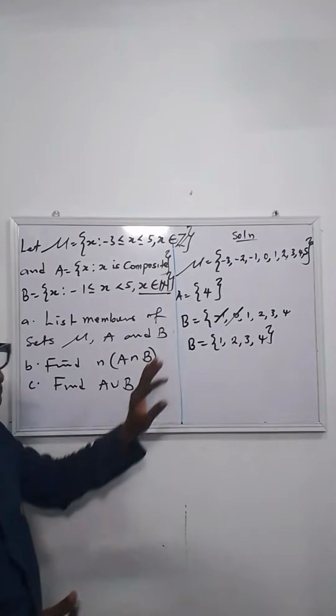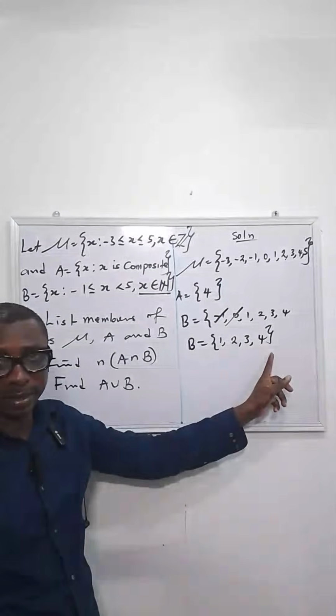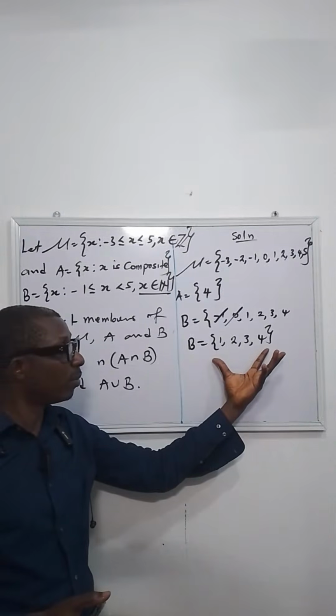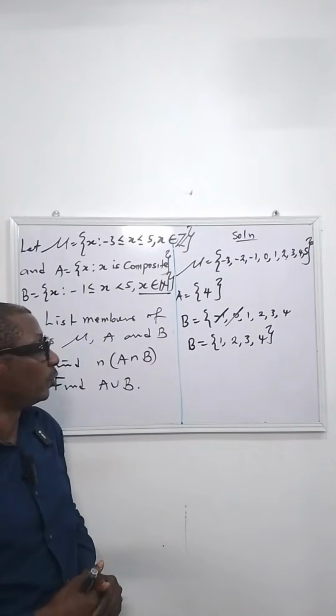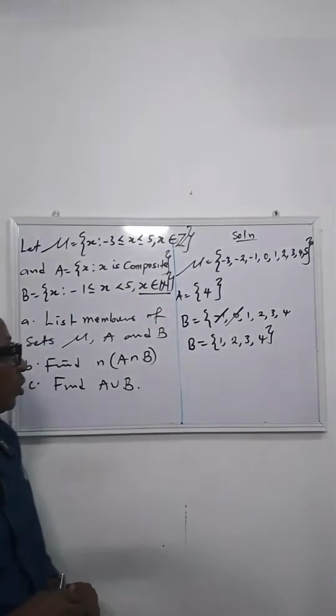Now you have to pay attention to this. Whenever you are listing members, make sure you put them in curly brackets. You cannot just use any bracket. If you put it in a bracket different from curly brackets, you lose points, because what you have written is wrong. So let's pay attention to that.